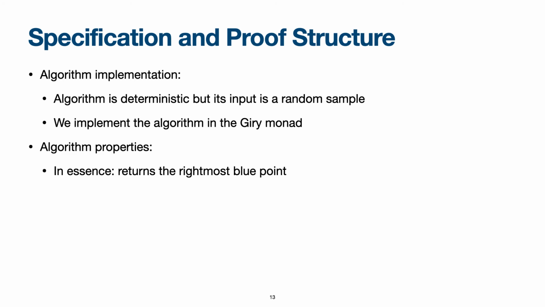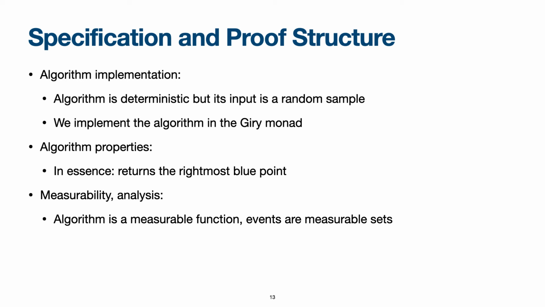Another part of the proof is to formalize all of the properties of the algorithm, which in a sense simply boil down to making sure that we are in fact returning the rightmost blue point. So very simple. We also have to prove some mathematics results.